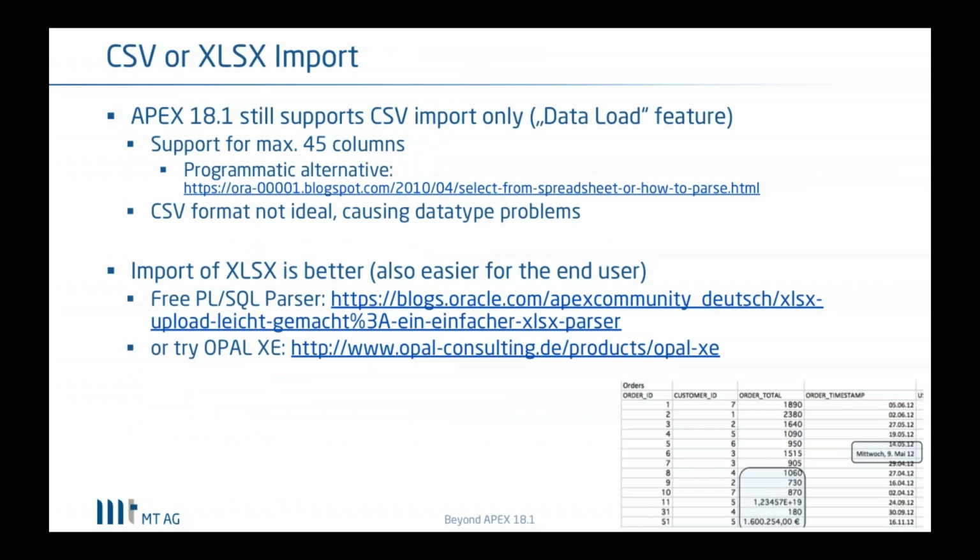So the next topic is CSV or XLSX import. CSV import is there in Apex 18.1, but it wasn't really enhanced. It's still the basic functionality that was there years ago. It's called the data load feature, and it supports only 45 columns. But there is a programmatic alternative to that. Morten Braten has already published nice blogs about how to handle CSV with PL/SQL in a programmatic way. So if you're looking into CSV importing, I would suggest looking into that.